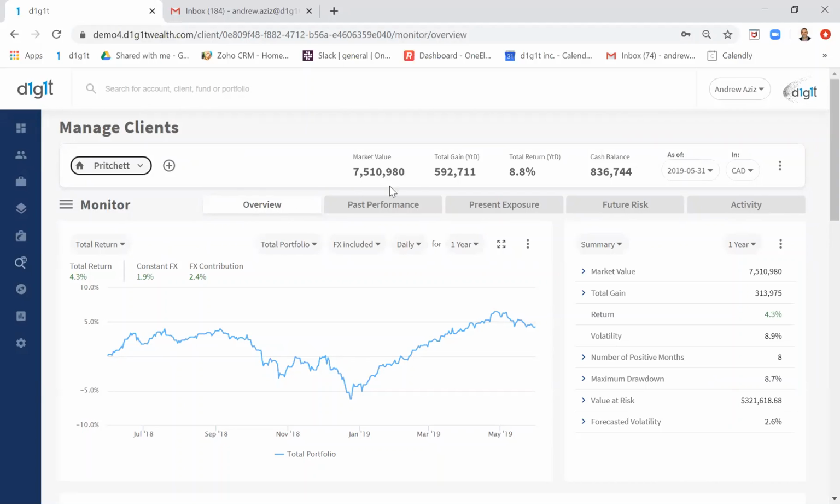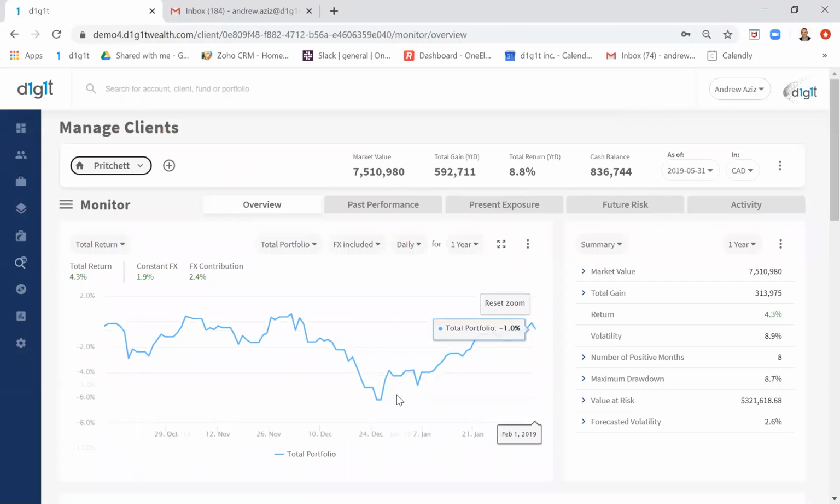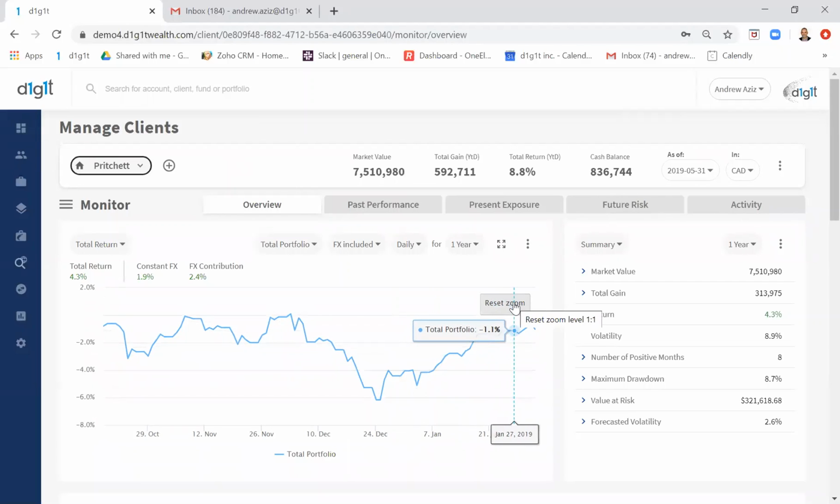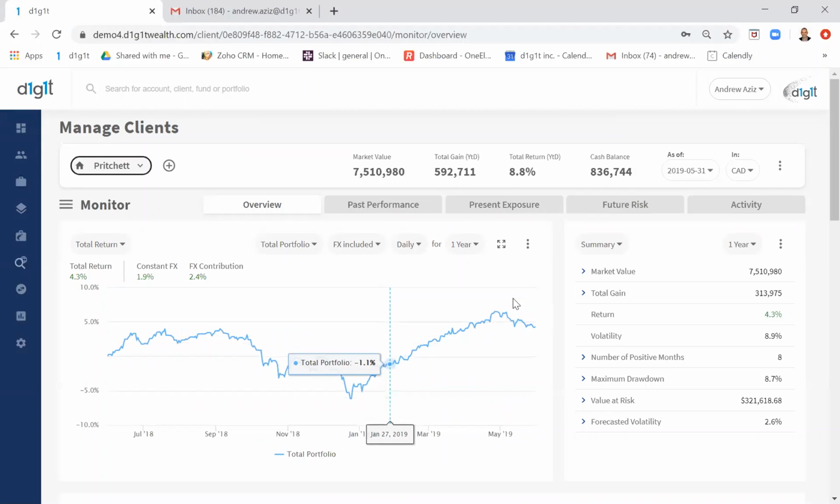Now, when we look at the Pritchett household, we see they've had strong year-to-date growth of 8.8%, but the panel on the left shows that there was only 4.3% growth in the last year due to a market correction that occurred in Q4. And now, of course, the most recent drop. We may want to be prepared for our meeting in terms of demonstrating the value we have provided over time.